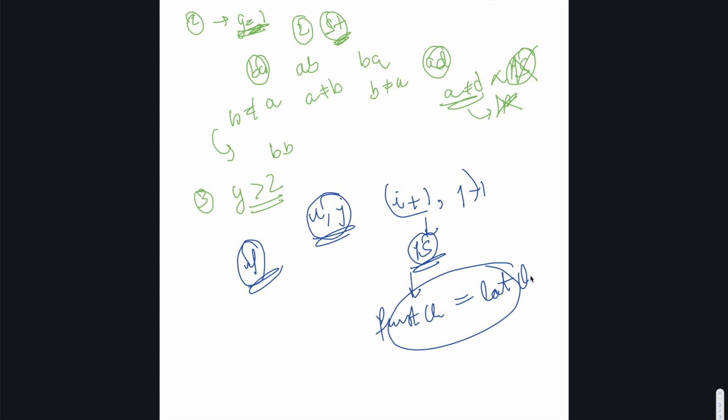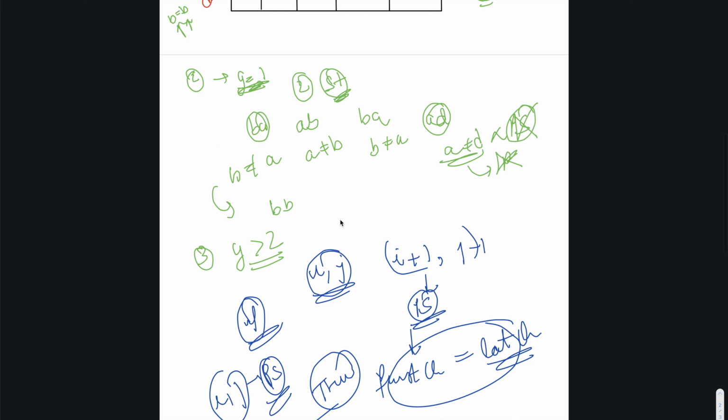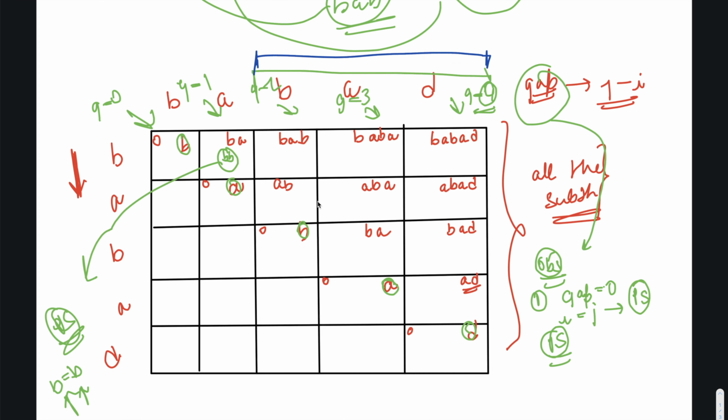If this is true, then i comma j will be a palindromic substring. Okay, so let us see over here. We have BAB. So A is a palindromic substring. So we will check the first B and the last B are same. Yes, they are same. So this is a palindromic substring.